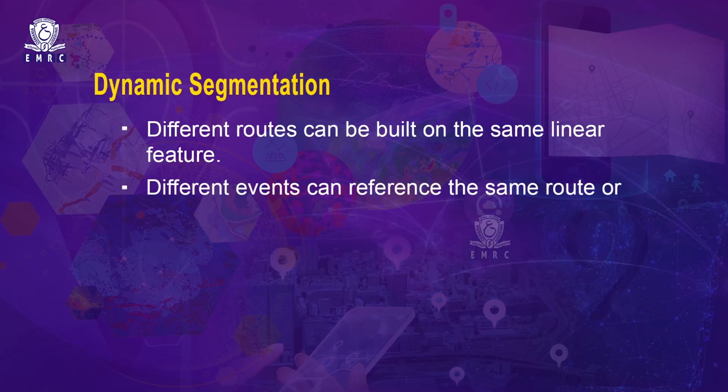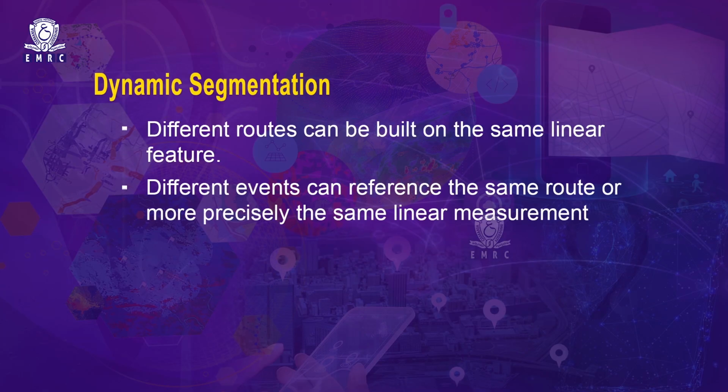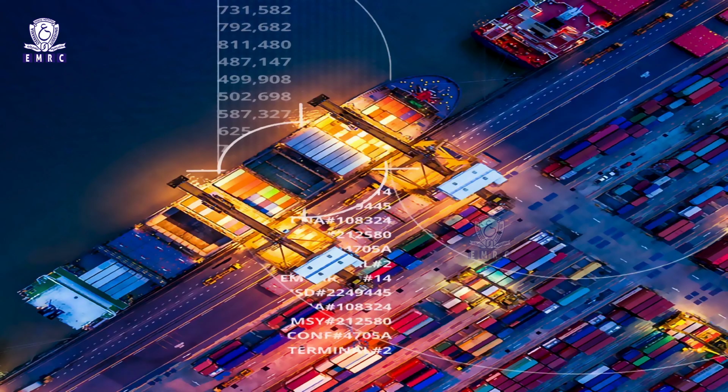Second, different events can reference the same route, or more precisely the same linear measurement system stored with the route. Dynamic segmentation is an efficient method for delivering hydrologic data sets and for locating features along the highway routes.